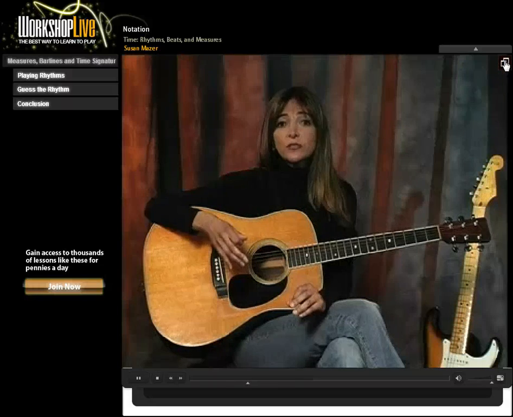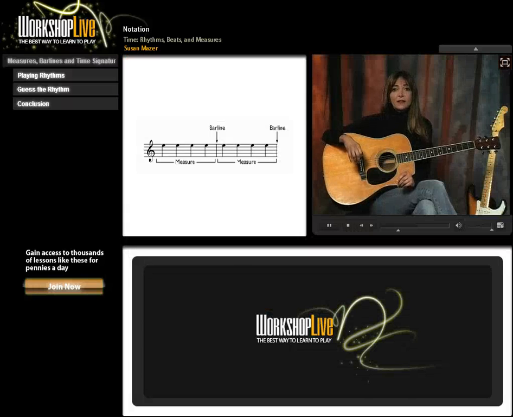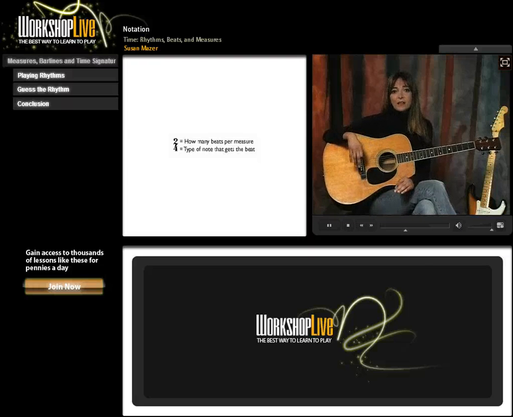The group of notes together are called a measure. The measures are divided by bar lines. Each measure is divided by a bar line. At the beginning of every song, you'll find a time signature. There'll be a top number and a bottom number. Now the top number tells you how many beats are in every measure of the song.